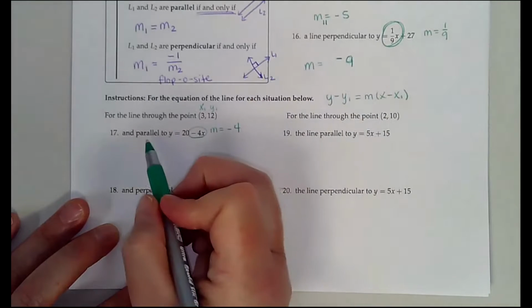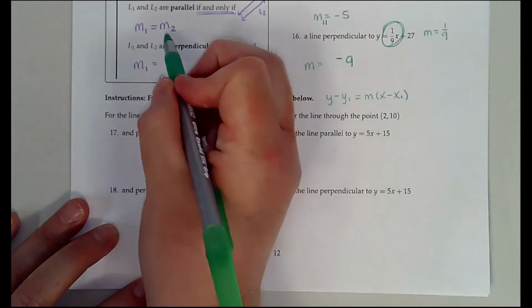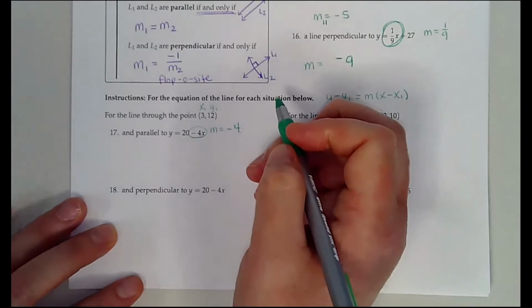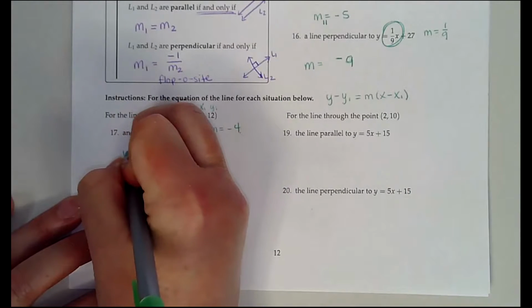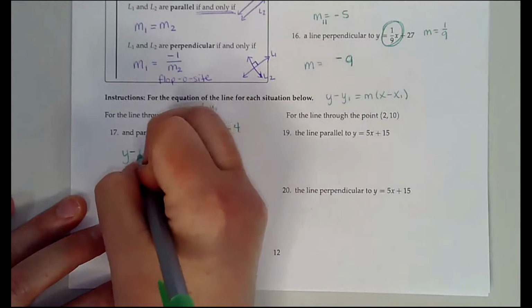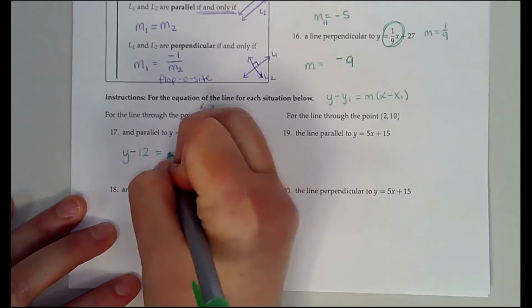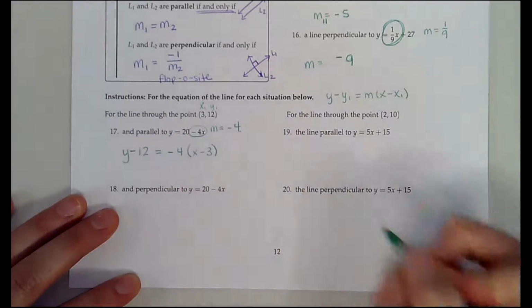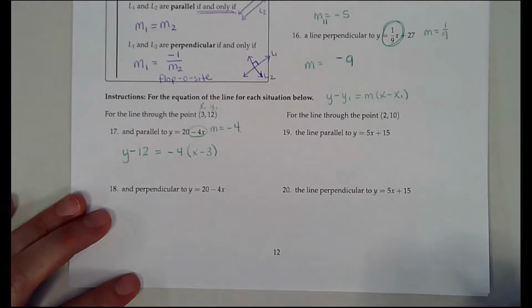And since this is a parallel line, we know that our new line is also going to have the same exact slope, -4. So my equation will be y minus y1, so that's y minus 12 is equal to -4 times x minus 3. So that just gives me my parallel line.